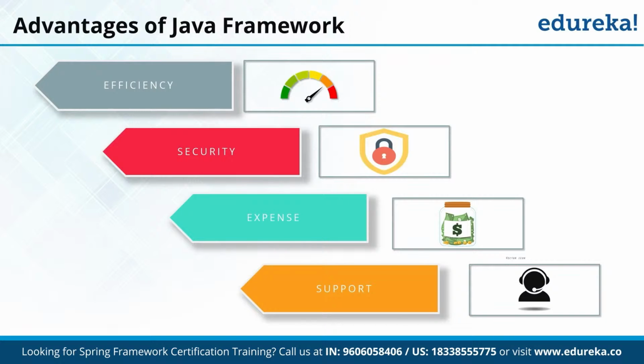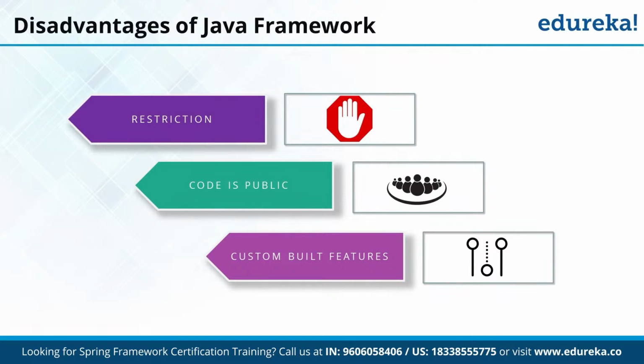There are also various disadvantages associated with Java frameworks. Number one, you have restrictions; then the code is public; and finally, custom build features. Let's understand those points. We are restricted to use an API the way it is, so you can't modify it. If you want to use an API in your own different way, you can't do that. We are restricted to using the same API.